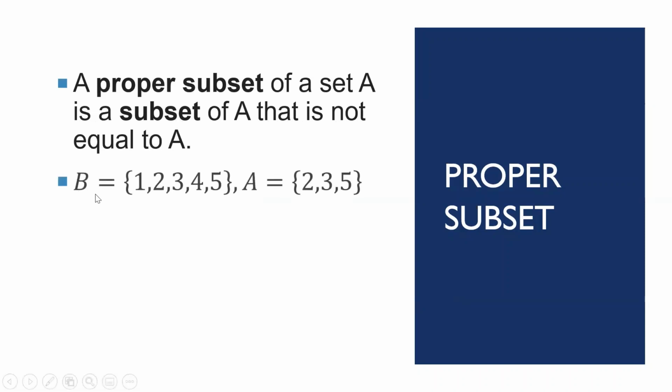Example, we have this set B and set A. We can say that A is a proper subset of B, since all the elements of A are in B. But we cannot say that B is a proper subset of B, since according to the definition of a proper subset, it must not be equal to itself. Same with A, A is not a proper subset of A.